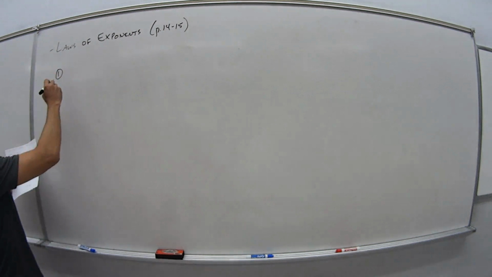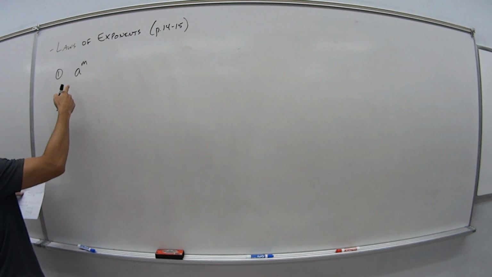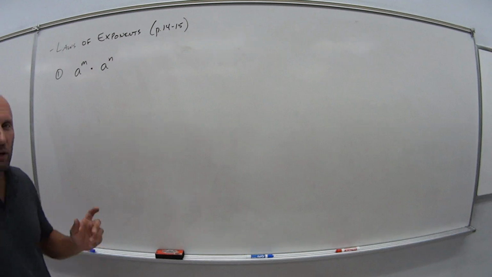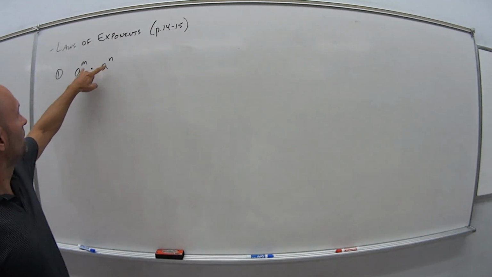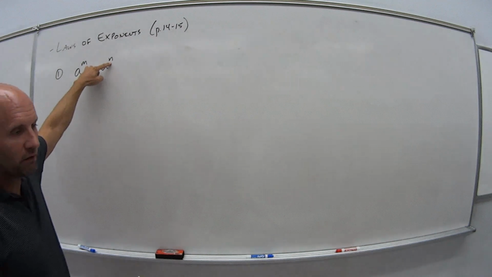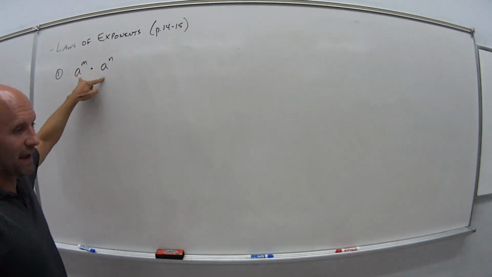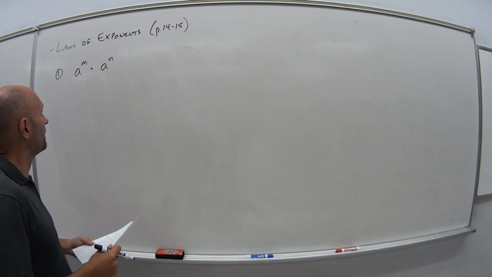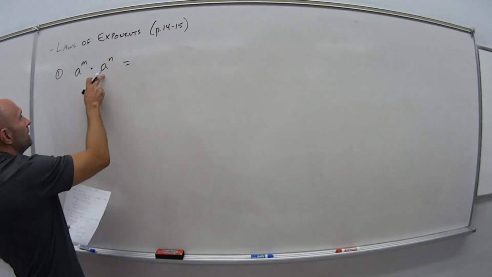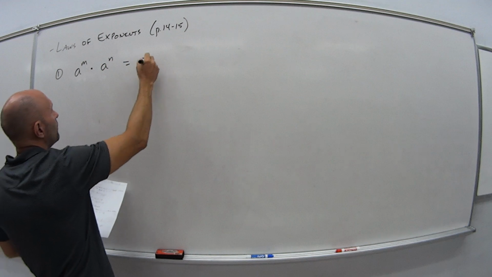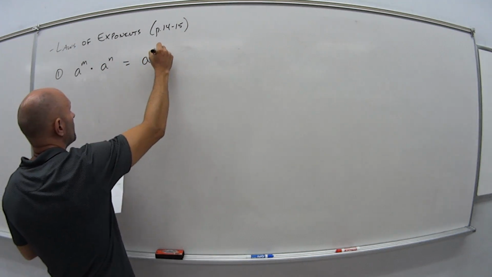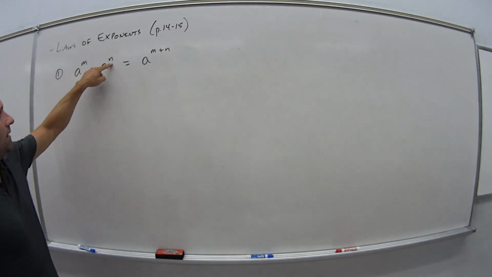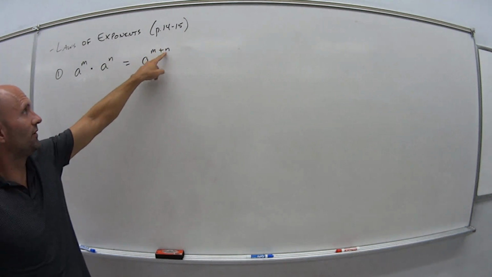The first law we have is that if I have a to the m power times a to the n power, so what do we notice here? The base is the same. The powers are different, or they could be the same, but what's important here is the base has to be the same. If the base isn't the same, I can't use this law. When I'm multiplying two numbers with the same base, what I will do is add the exponents. So a to the m times a to the n is a to the m plus n.